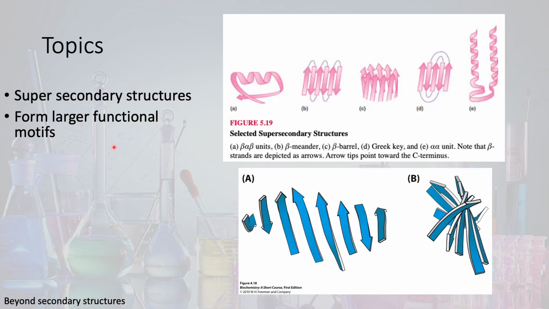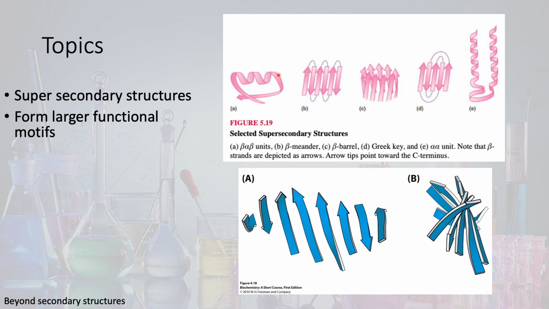So just some notes on characteristics or structures that don't really fit into the secondary structure nomenclature. We refer to these as super secondary structures, and they typically form larger functional motifs or larger functional domains, right? Some examples are shown here.